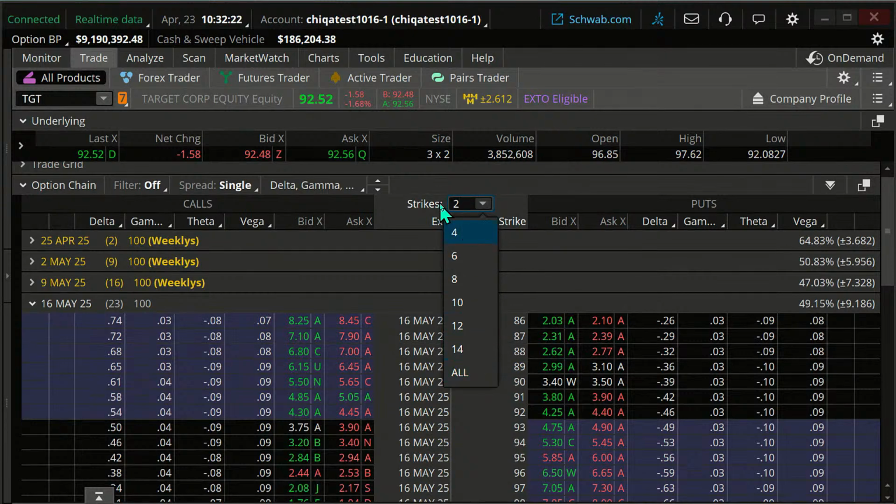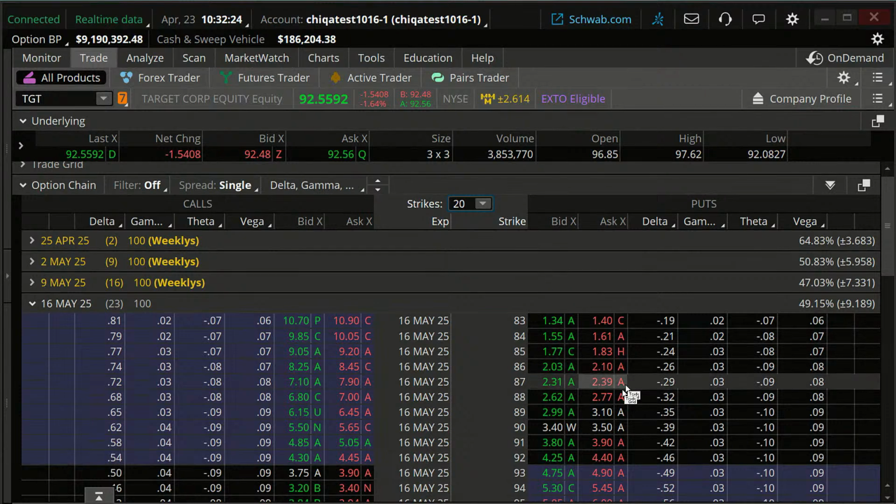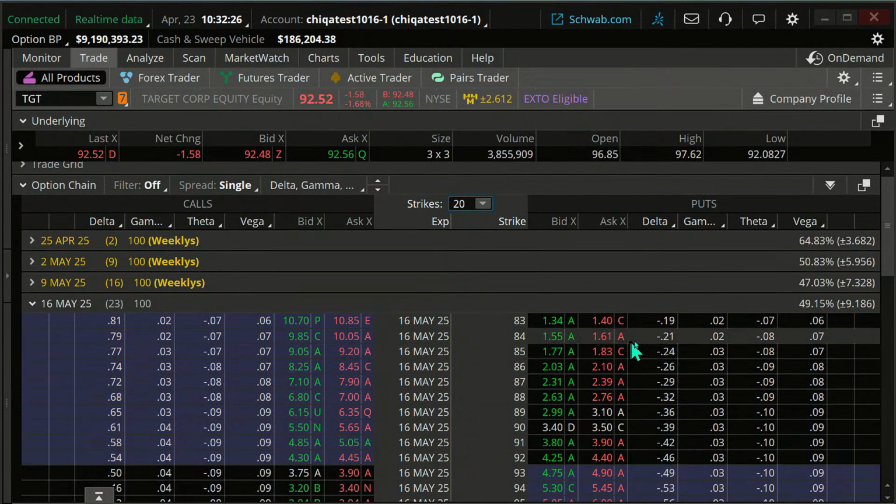Going all the way down to 84, about a 20 delta. So I'm going to try an 84. That's about a 20%, 21% chance of it being in the money. And whenever we use these, they're just approximations. We don't know exactly what it's going to be. So I'm going to go to 84.